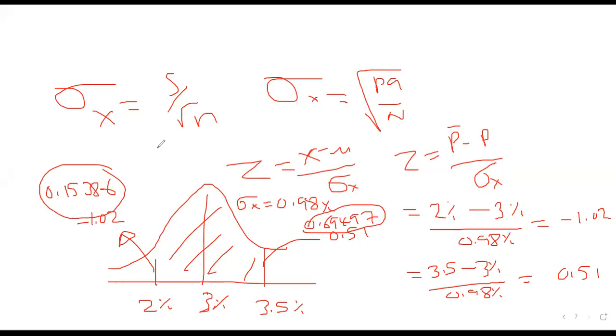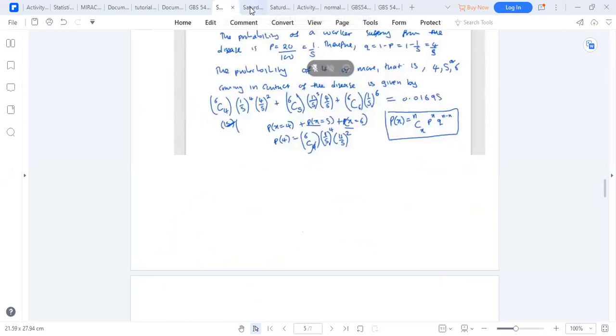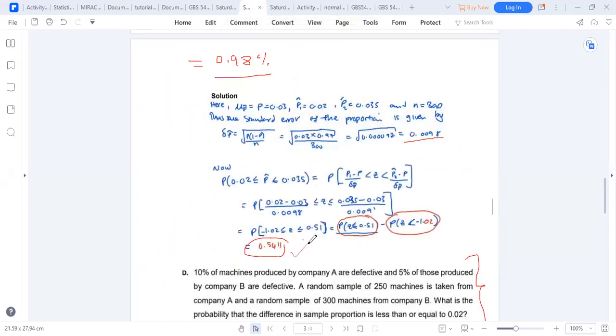So this is how this was supposed to be done. And I think we found 0.5411. All right.